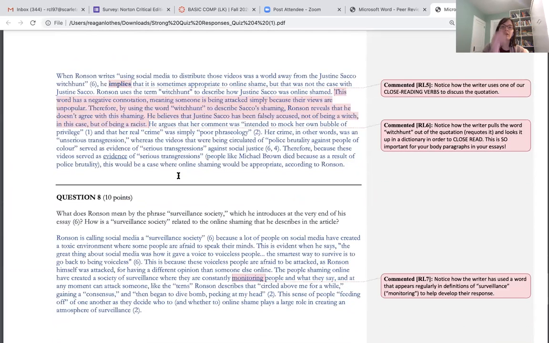Okay, so our response: when Ronson writes, quote, using social media to distribute those videos was a world away from the Justine Sacco witch hunt, he implies that it is sometimes appropriate to online shame, but that was not the case with Justine Sacco.